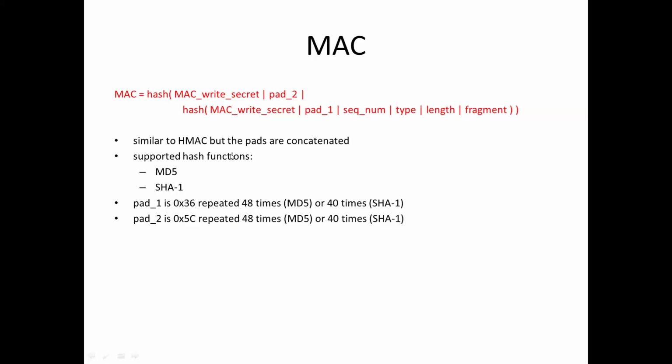So it can support two types of hash functions. Either it can go for MD5 or SHA. In case of pad 1, it is a hexadecimal value, 0x36 repeated 48 times if it is for MD5 or 40 times for SHA-1. Pad 2 is likewise repeated 48 times for MD5 or 40 times for SHA-1.